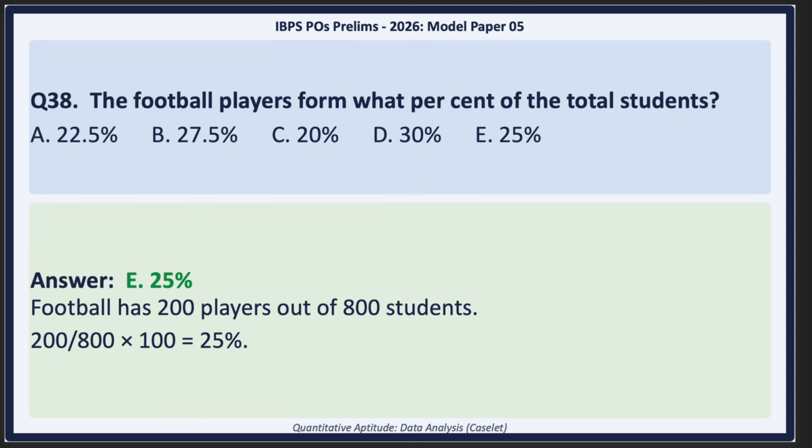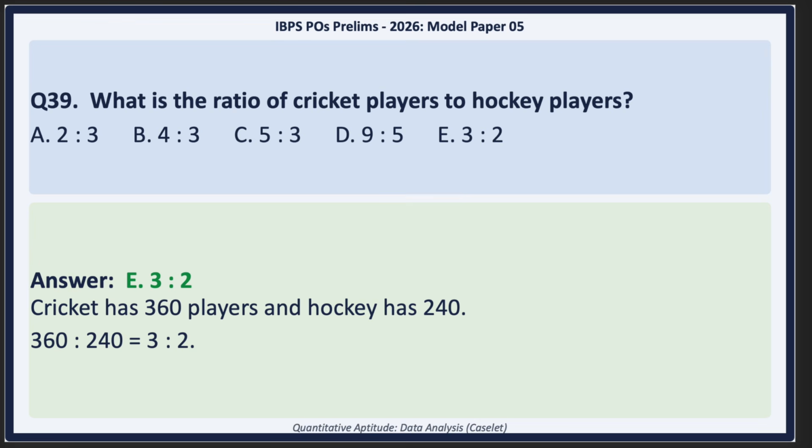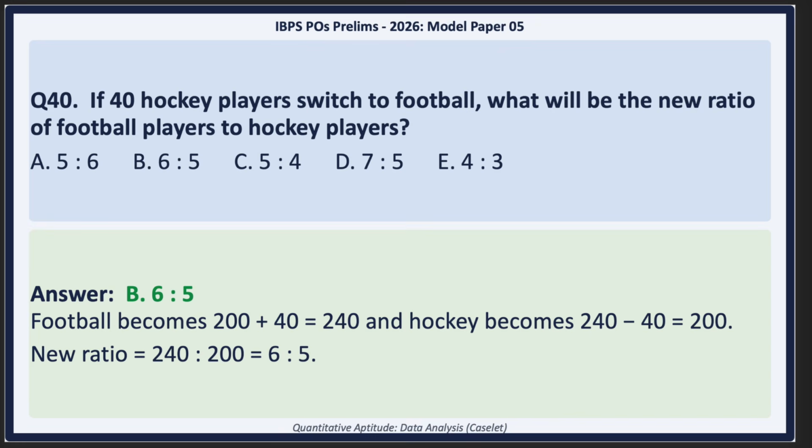Simple. Question 39 asks for the ratio of cricket to hockey, which is 360 to 240, simplifying cleanly to 3 to 2. Right. And then question 40 throws a slight curveball and asks, what if 40 hockey players switch to football? What's the new ratio? Oh, so you just adjust the buckets you already made. Hockey drops by 40 down to 200. Football gains 40 up to 240. Exactly. So the new ratio of football to hockey is 240 to 200, which simplifies to 6 to 5. By translating the text instantly, you completely remove the panic. That makes so much sense.